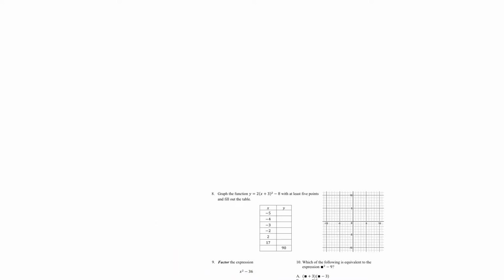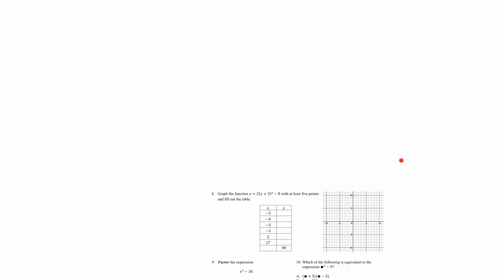All right, so for number 8, they wanted us to graph the function with at least 5 points and fill out the table. So probably the easiest way to do this would be, well, actually, if you remember vertex form, right? So this is vertex form here. If you remember vertex form, you know that this right here is how much it takes a regular parabola, which kind of looks like this right here. Takes a regular parabola and moves it down 8. So you know it's going to move a regular parabola down 8, and then this will move it left 3.